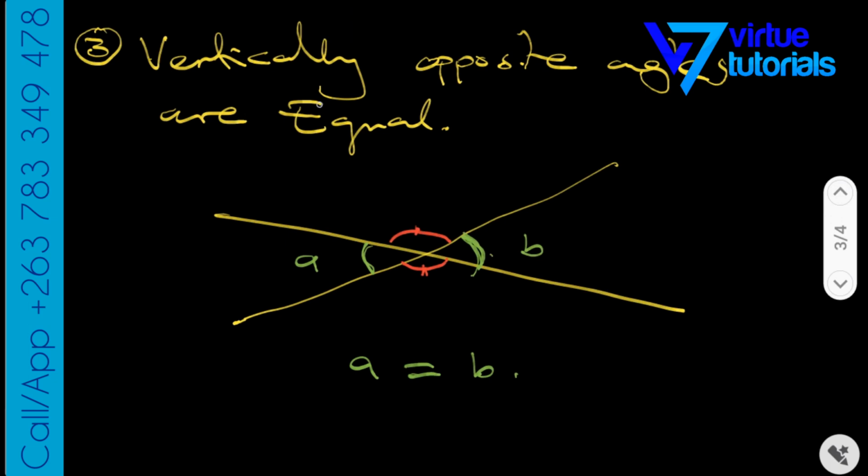The next thing is vertically opposite angles. So if I have two lines crossing each other, whenever two lines cross each other, vertically opposite angles are formed. In this case, A is opposite B. So A and B are vertically opposite, so they are equal. So if this was 50 degrees, that would be 50 degrees. This was 60 degrees, that would be 60 degrees. Now, if you are observant, these red angles are also vertically opposite. So this angle will be equal to that angle as well.